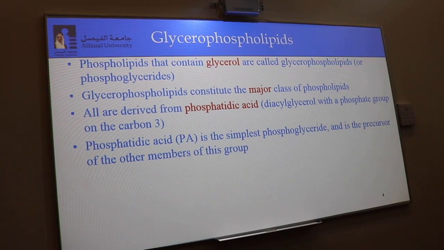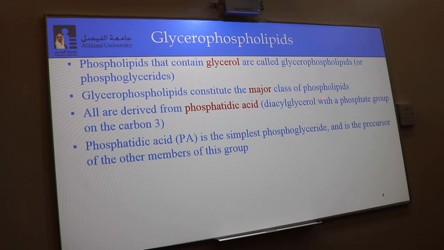Now sometimes, because we're talking, we use phospholipid, but the word phospholipid is not enough to indicate if I'm talking about a glycerophospholipid or sphingophospholipid. So that's why it's better to say glycerophospholipid or sphingophospholipid. The glycerophospholipid constitute the major class of phospholipid. They are all derived from a molecule which is an acid called phosphatidic acid.